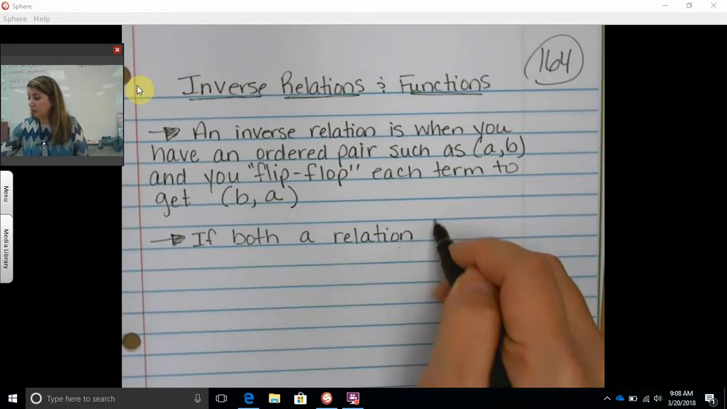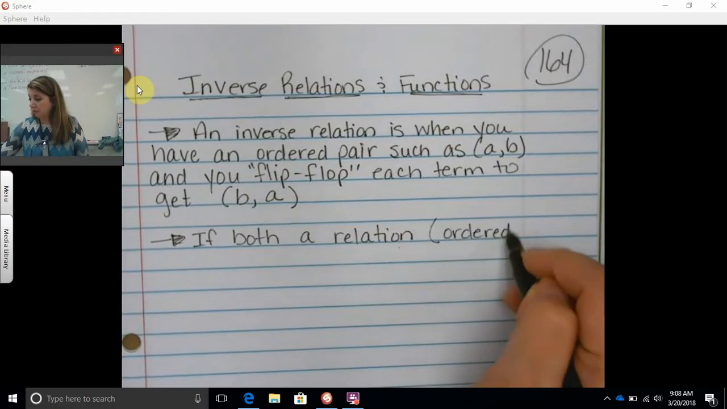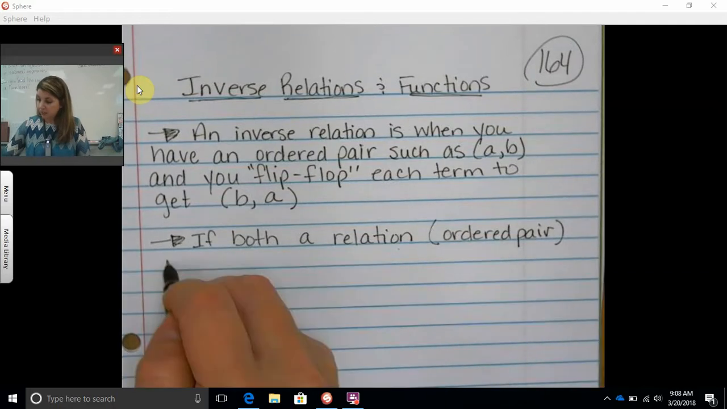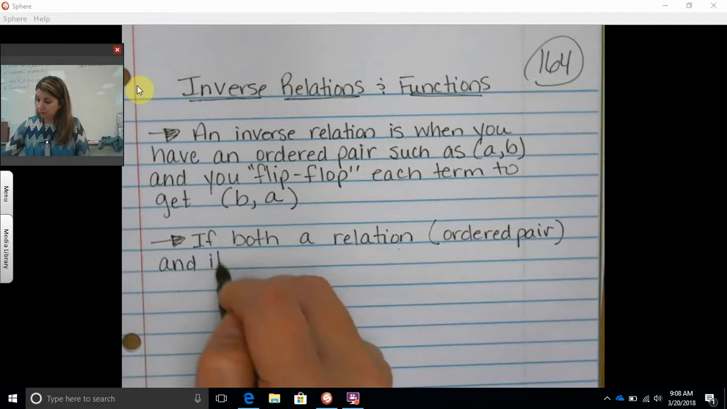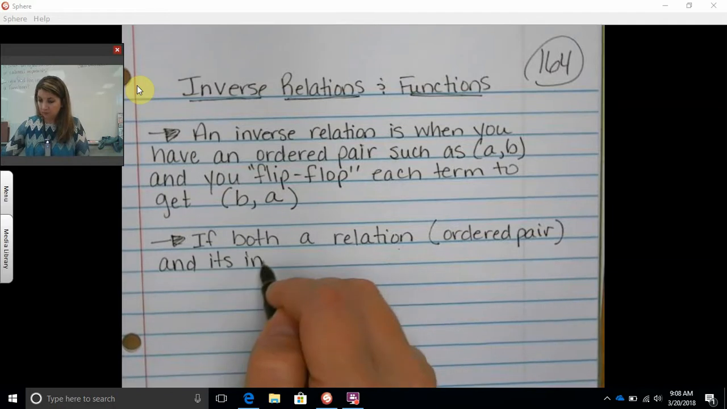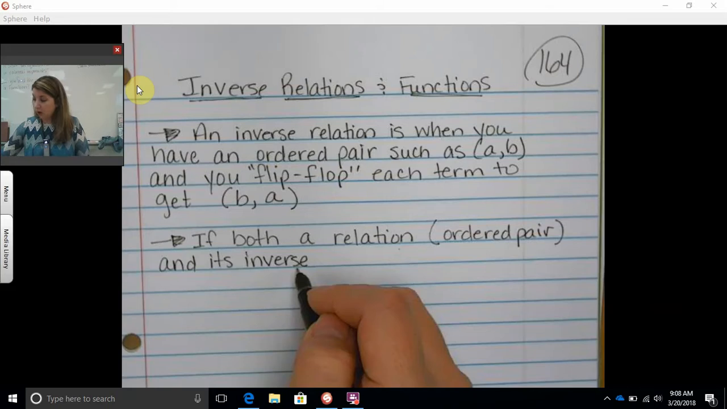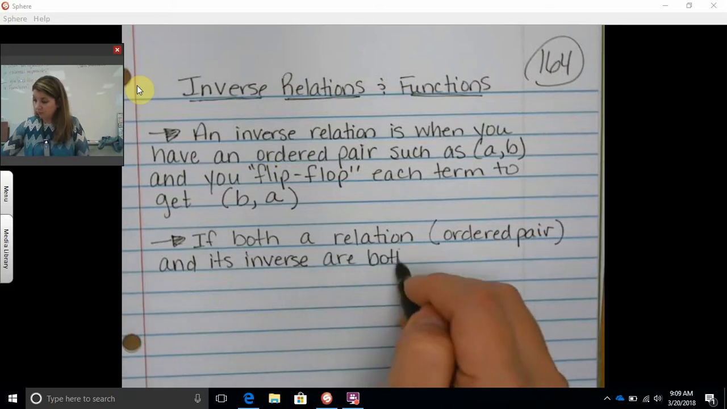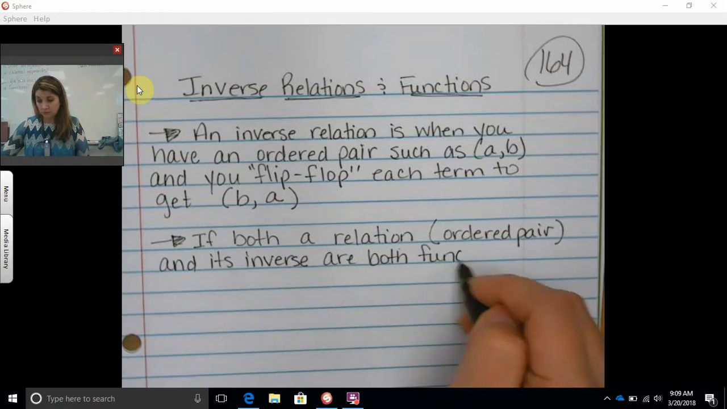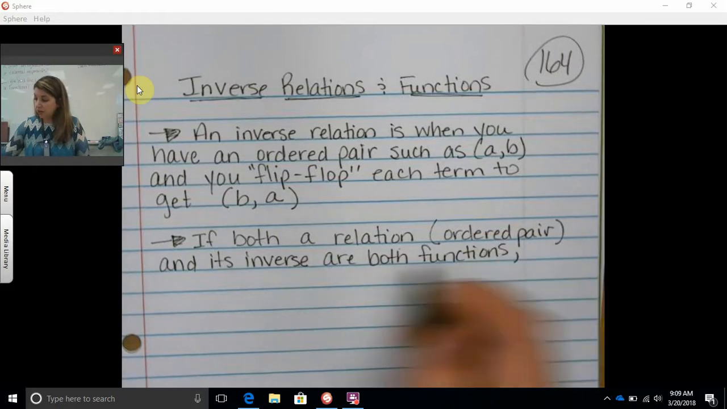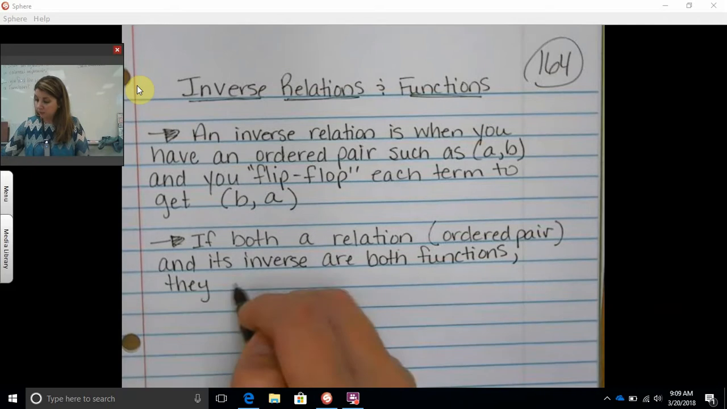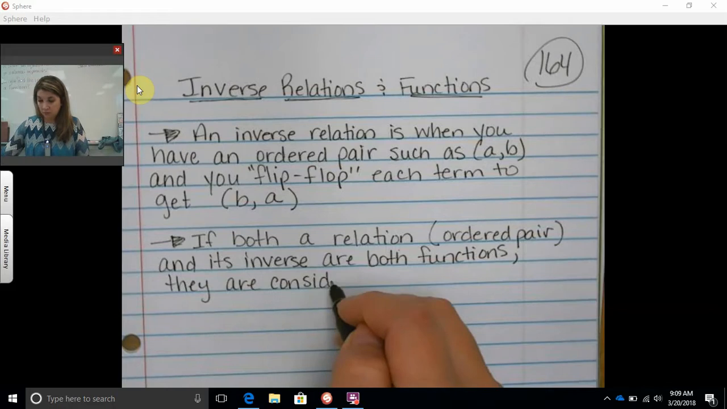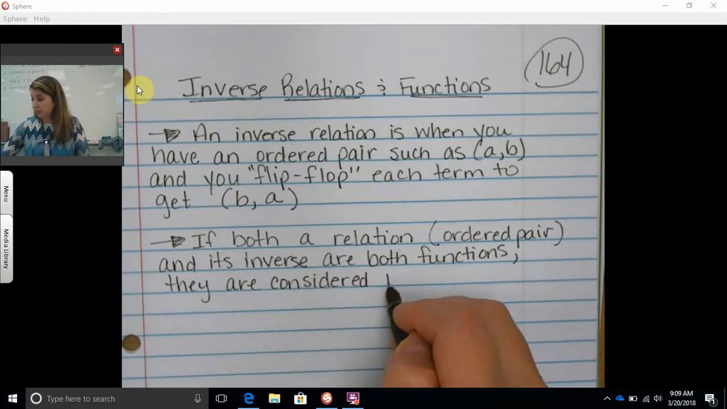If both a relation, and by relation I just mean an ordered pair, and its inverse are both functions, they are considered inverse functions.